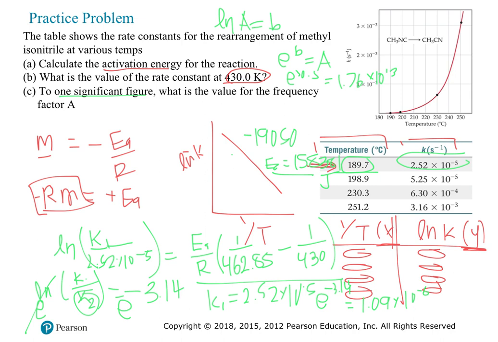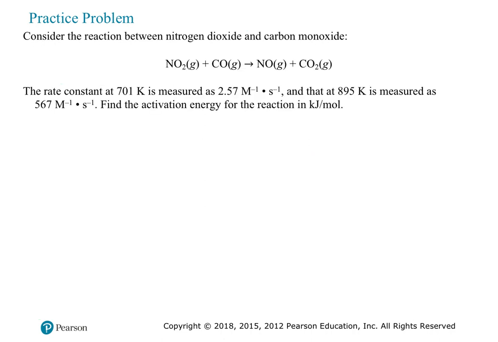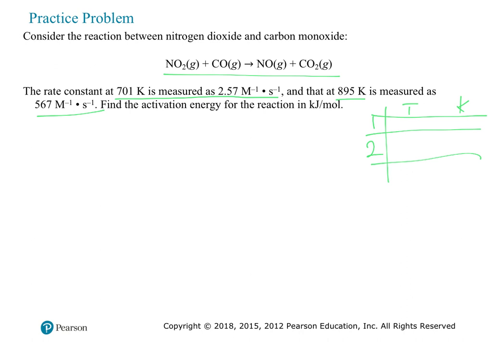Okay, very messy, hard to do on one slide, and very much easier to do in a document rather than writing everything down. In this one, we have this reaction, a rate constant at this temperature and a rate constant at this temperature. We want to find the activation energy. So I would literally do 1 and 2 and then temperature and rate constant to try to keep track of them, because you don't want to mix them up.